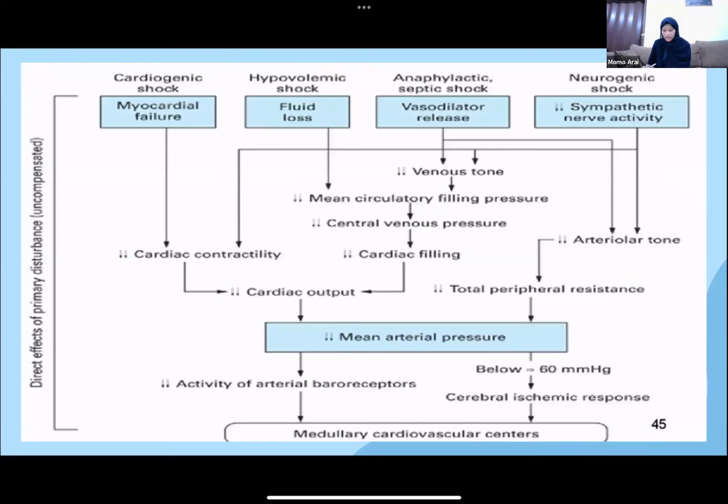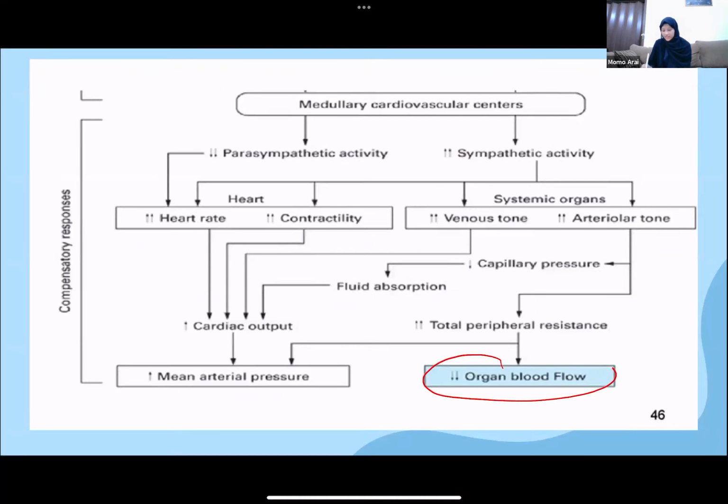This is a summary of all the shocks that he gave. You have cardiogenic, we mentioned hypovolemic. The main thing for shock is that they decrease MAP, right? And then they can cause less blood flow to all your organs. So less MAP means that your body tries to compensate first.